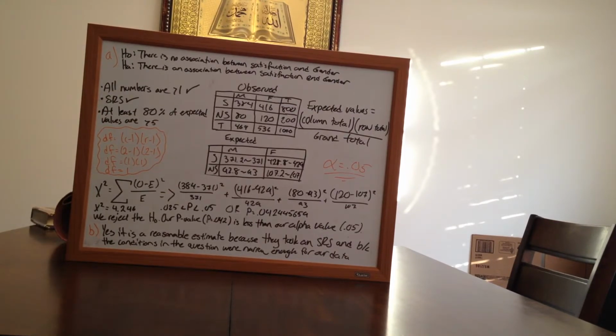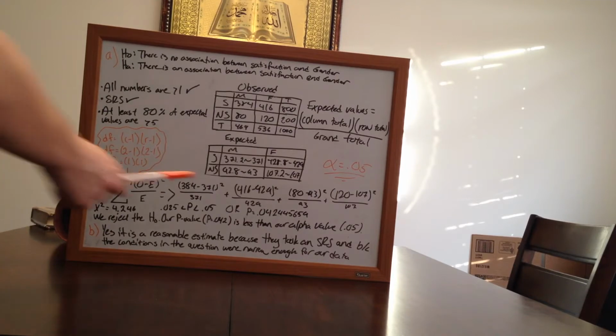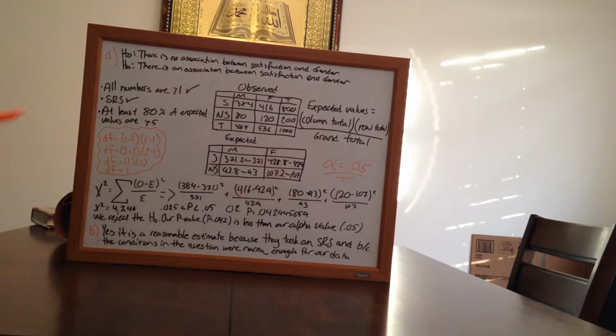So our conclusion, we reject the null hypothesis. Since our p-value, which is equal to 0.0424, so on, that number, or you can use the table range, either one works, is less than our alpha value of 0.05. So we can conclude by saying that there might be an association.